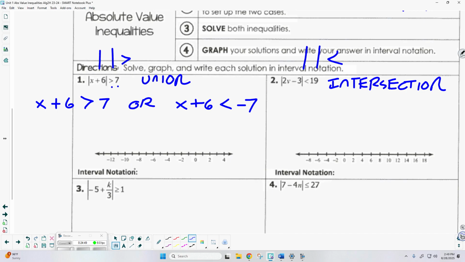Okay. All right. So let's go ahead and solve this one.